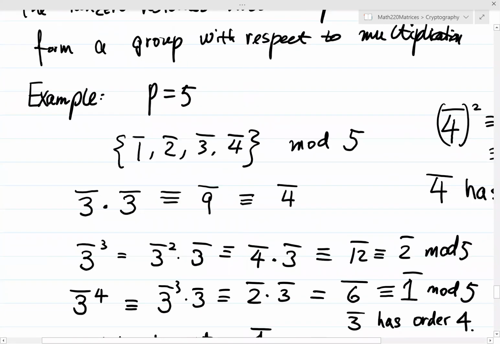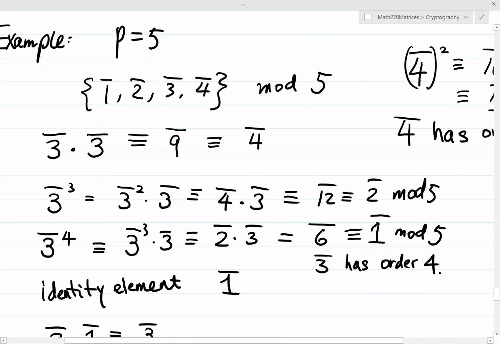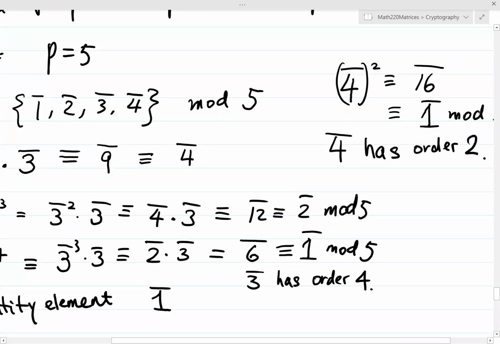So the group order is 4, it has 4 elements. You see, element 3 has order 4. 4 is divisible by 4, 4 is a factor of 4. So the element has order 4, which is a factor of the group order. Now the element 4 has order 2. 2 is a factor of group order 4.